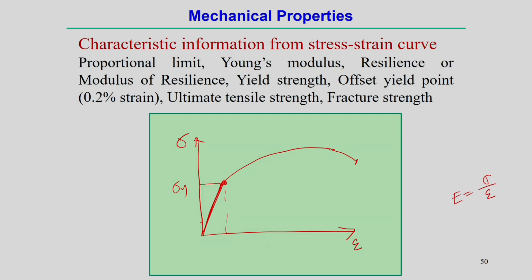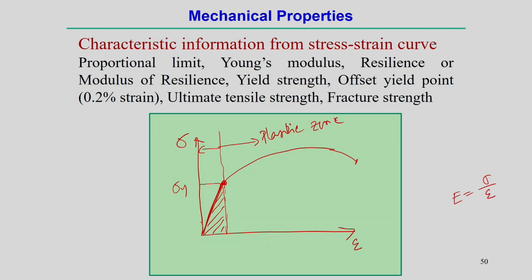Then the proportional limit, in general, is almost equivalent to the yield point. Up to that point, stress is proportional to the strain. Then resilience, or modulus of resilience, means the amount of energy absorbed during the elastic deformation. So, up to this point is the elastic deformation, and this is the plastic deformation, the plastic zone.